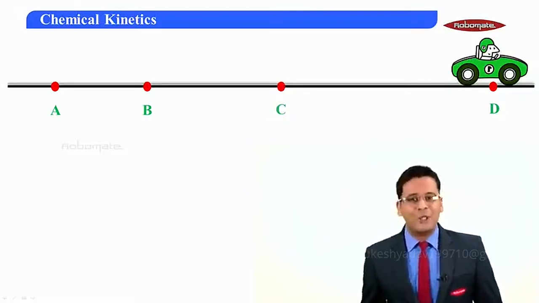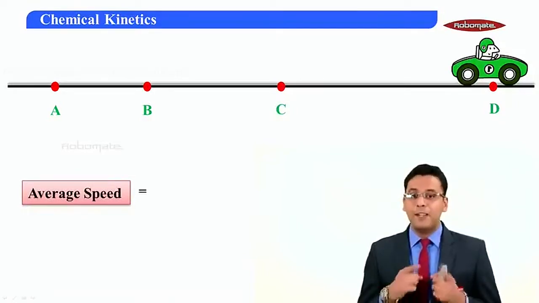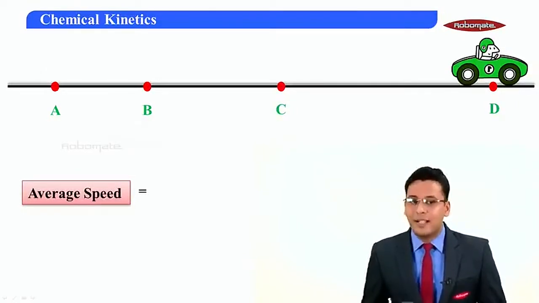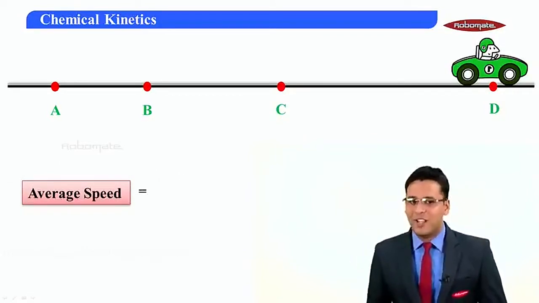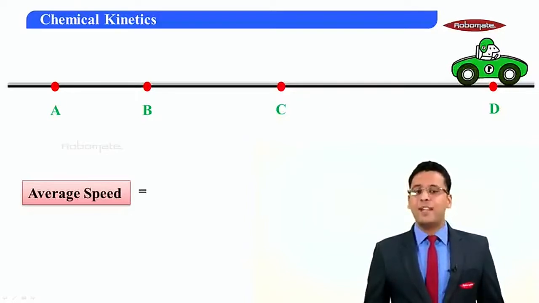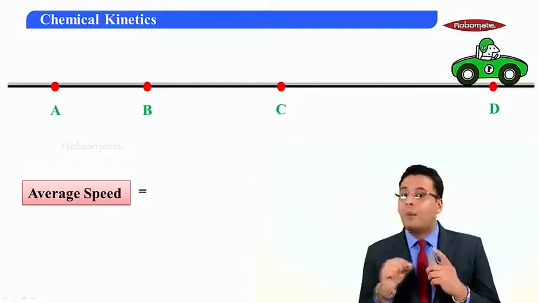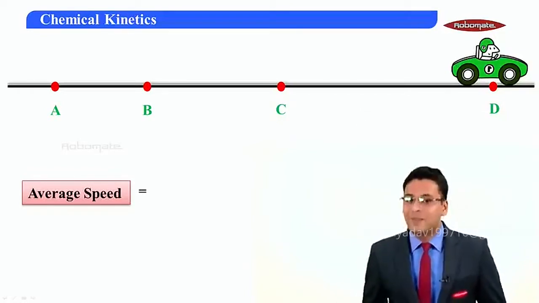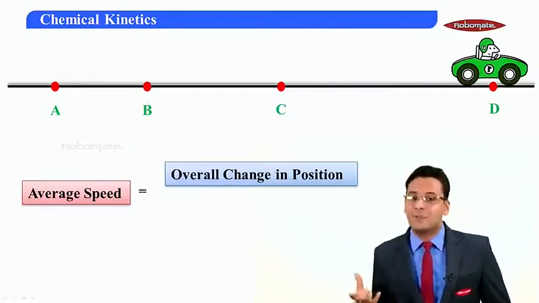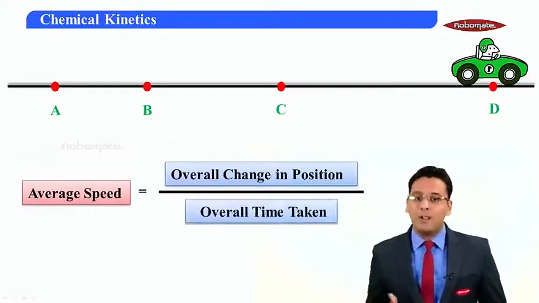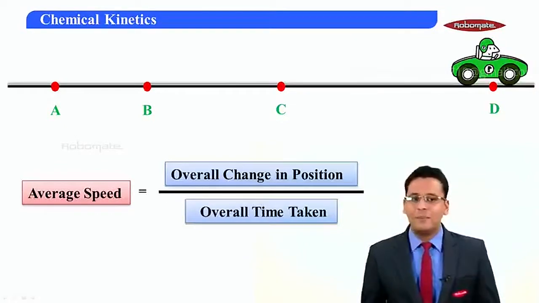But if I ask you to calculate the average speed of this vehicle, will you take into account the fact that it had slowed down between B and C? Of course not. So I can say that the average speed of this vehicle is nothing but the overall distance upon overall time taken. And overall distance is nothing but overall change in position divided by overall time taken. This will be the average speed of the vehicle.